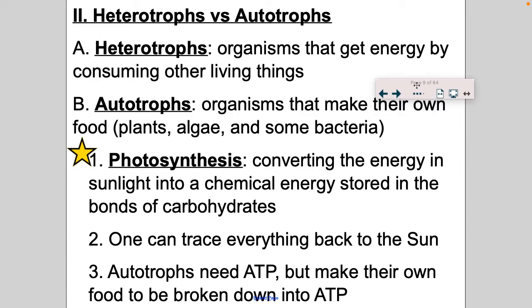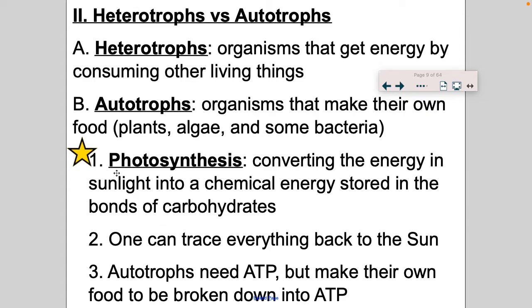Okay, switching gears to heterotrophs and autotrophs, because this chapter is about photosynthesis, and photosynthesis is a process by which an organism makes their own food through sunlight. And when an organism can make its own food, we call it an autotroph. And so some examples of autotrophs are plants, algae, and some bacteria. Now, organisms that get energy by consuming other living things are called heterotrophs. They can't make their own food. They have to consume another organism for the energy to make ATP.